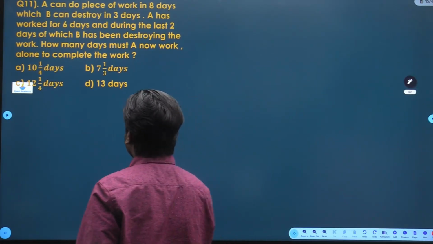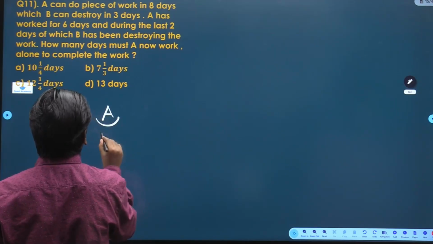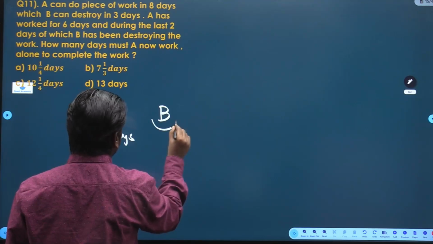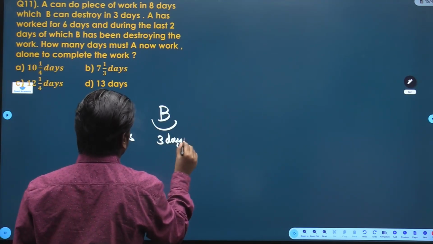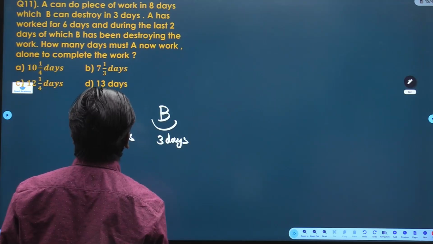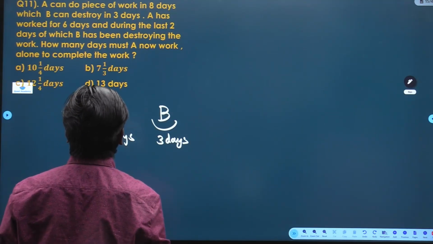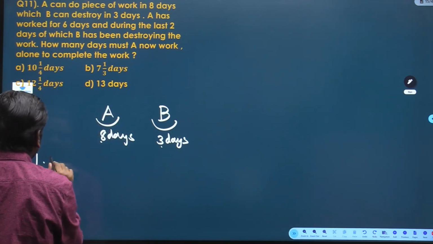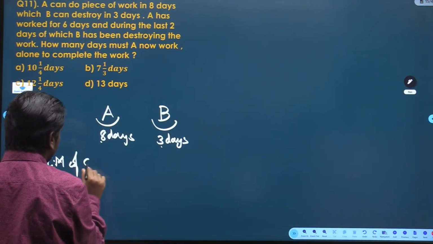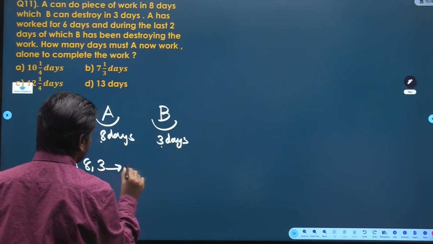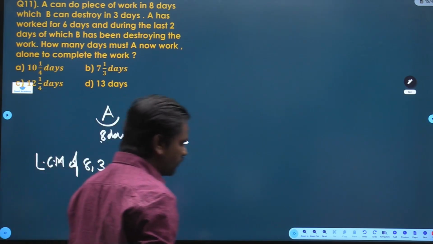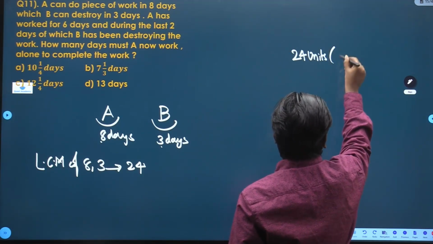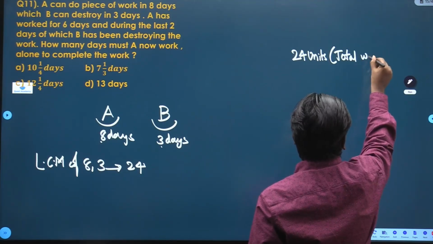Here A can complete the work in how many days? 8 days. And B can destroy that work in how many days? 3 days. A can complete the work in 8 days. B can destroy that work in 3 days. So find the LCM of 8 and 3, which is 24. We assume 24 units as total work.